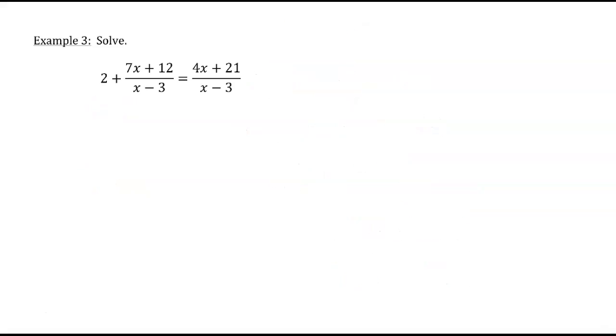In example 3, we will again start by looking for the least common denominator to help clear our fractions. We have two denominators, both of which are x minus 3. So the least common denominator is simply x minus 3. So we'll multiply both sides of this equation by x minus 3. Notice that this is equivalent to multiplying each term by x minus 3.